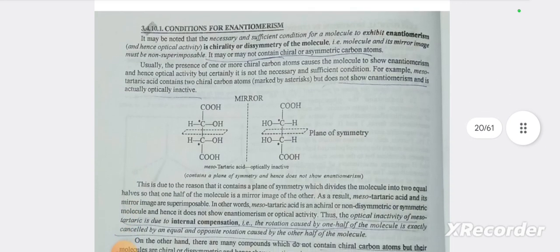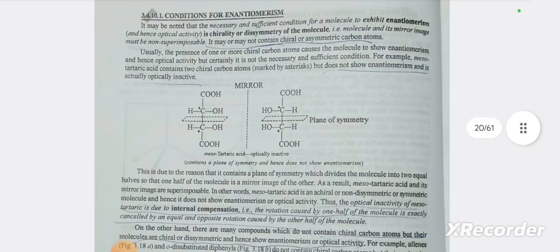Condition for enantiomers. It may be noted that the necessary and sufficient condition for a molecule to exhibit enantiomerism is chirality or dissymmetry of the molecule. The molecule and its mirror image must be non-superimposable. It may or may not contain a chiral or asymmetric carbon atom. Usually, the presence of one or more chiral carbons causes the molecule to show enantiomerism and hence optical activity, but certainly it is not the necessary and sufficient condition.